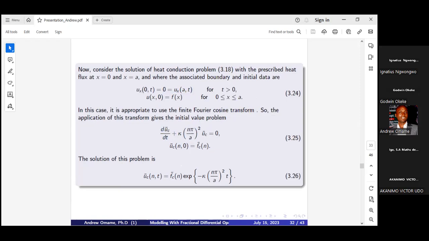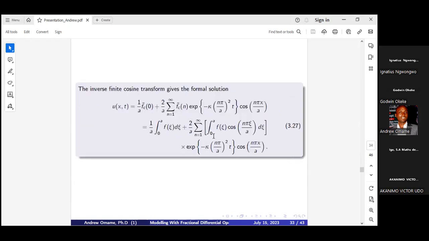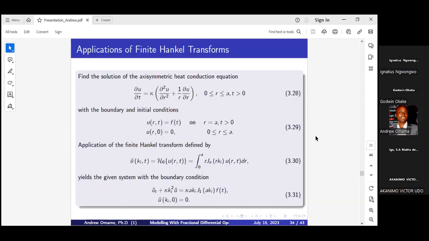So when you solve it, you have the expression given by 2.26. Again, you can apply the inverse finite Fourier cosine transform. Again, this is in series. So you have the form given by 3.27. Now, this should be the last thing.